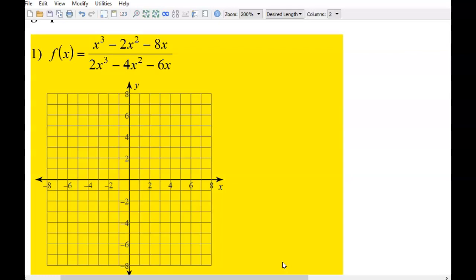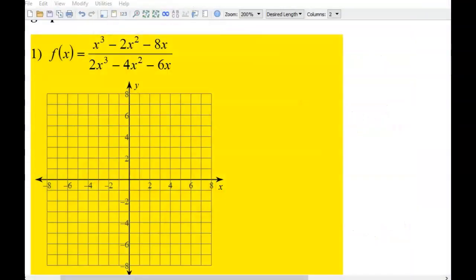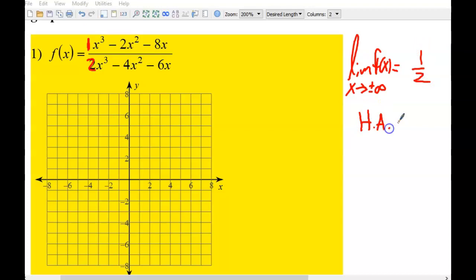Notice for this example, the two powers are equal. They're both 3. And according to the shortcut I gave you here, if the power on the top is equal to the power on the bottom, then basically you can just take the coefficient from the top and put it over the coefficient of the bottom, and that gives you your horizontal asymptote. So for instance, the limit of this function, as we go to the left or right forever, is just going to be this coefficient on the top, which is 1, over this coefficient on the bottom, which is 2. So it's 1/2. And that's also what your horizontal asymptote would be.